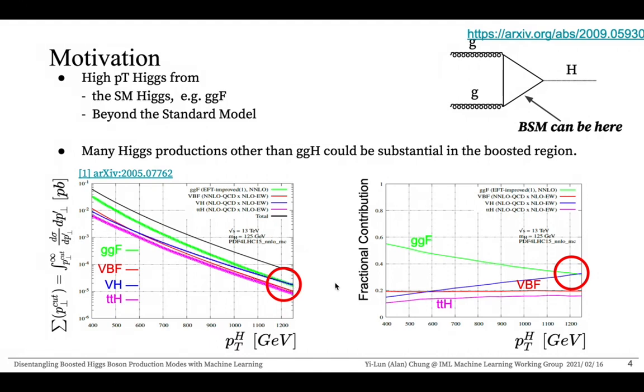The same plot can be viewed through the fractional contribution. This is the contribution of each production process with respect to the total process. Basically, just take each curve divided by the black curve. From this plot, we can learn that above 1.2 TeV, VBF starts taking over and becomes the most dominant production process. The precision measurement of each production process is a crucial test for the standard model Higgs.